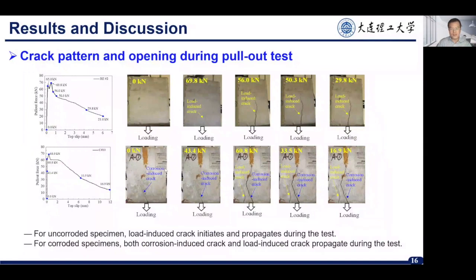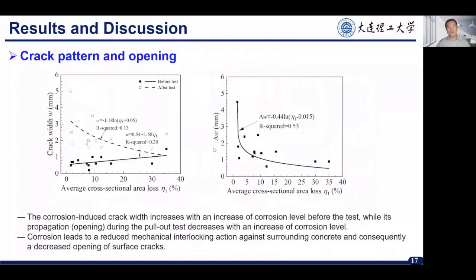For corroded specimens, before the pull-out test, there's already a crack on the surface. We can see here, this is a corrosion-induced crack. And this crack also propagates and increases with an increase of the slip. And also, during the pull-out test, another crack initiated due to the loading. So this just shows we also measured the crack width after the pull-out test for the corrosion-induced crack.